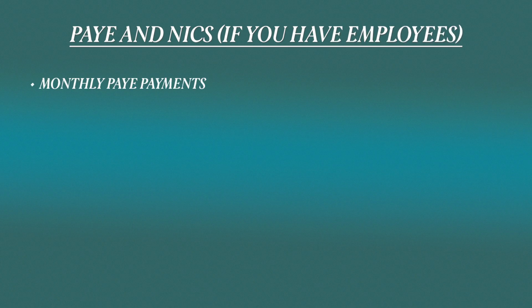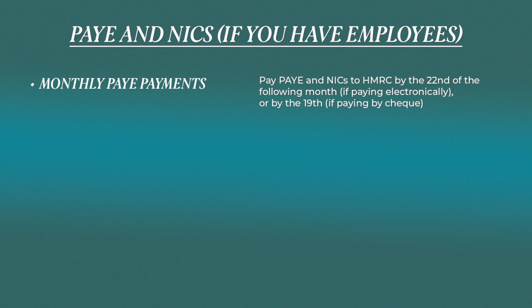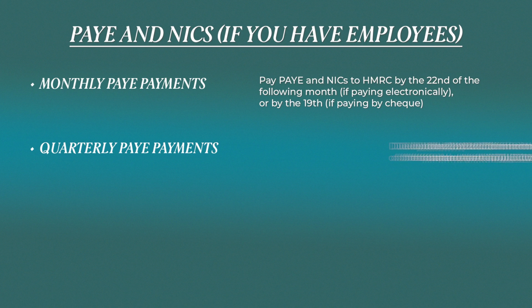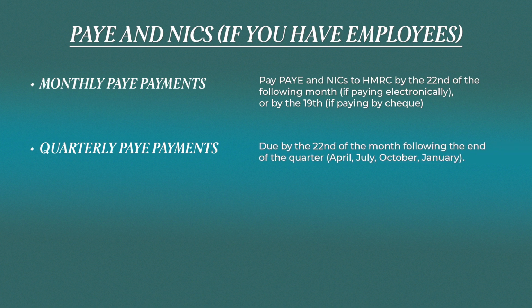Pay PAYE, which is pay as you earn, and national insurance contributions to HMRC by the 22nd of the following month if you're paying electronically. If you're paying by cheque, it's the 19th. Quarterly PAYE payments for small employers are due by the 22nd of the month following the end of the quarter. So April, July, October, January.